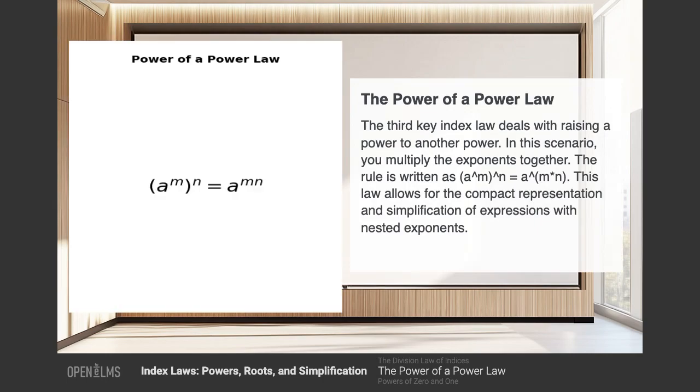The power of a power law. The third key index law deals with raising a power to another power. In this scenario, you multiply the exponents together. The rule is written as (a^m)^n equals a^(mn). This law allows for the compact representation and simplification of expressions with nested exponents.